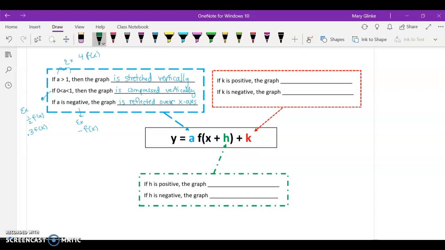The h is going to be inside with the x. If h is positive, so for example here, if you have f of x plus some number, your graph is going to be moved left. So plus means it's going to be left. That's the opposite type thing. If h is negative, for instance, it's x minus some number inside the parentheses, your graph is going to be moved right.